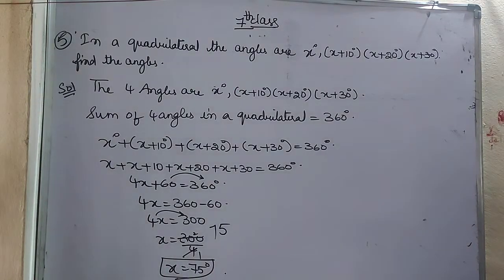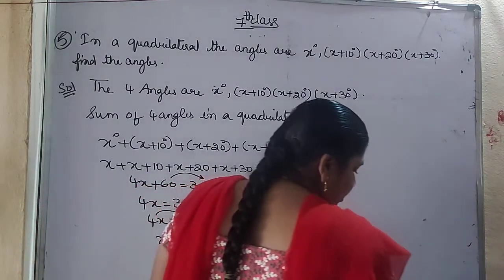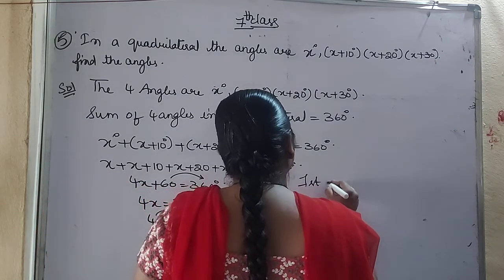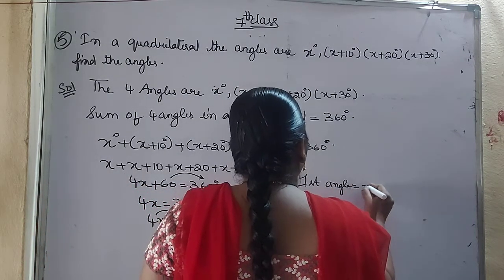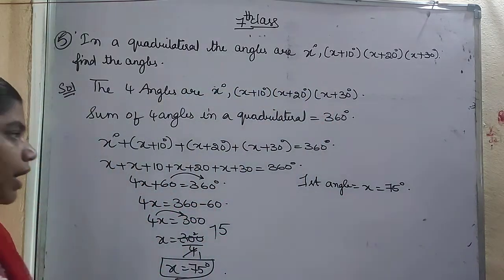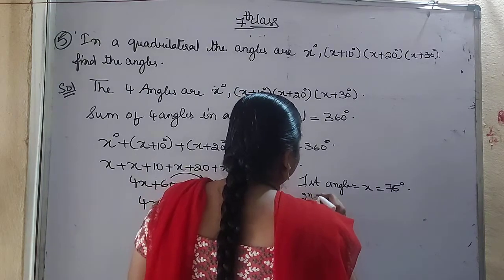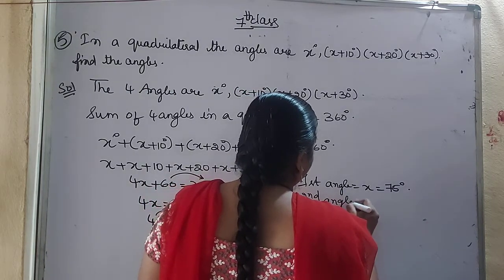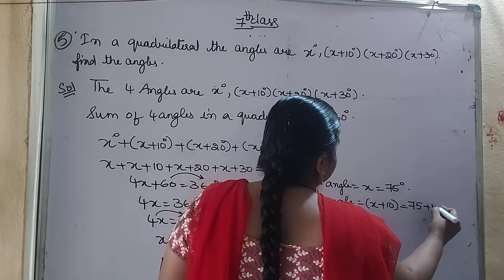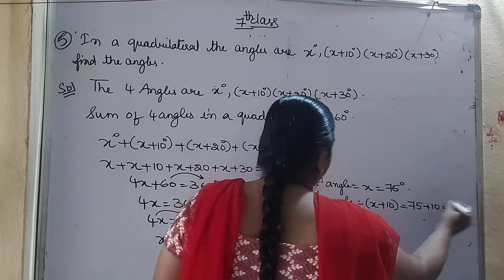75 degrees. Now we have to find all the angles here. So what are the angles we will see? The first angle is x. X is nothing but 75 degrees only. And the second angle is x plus 10. That will be 75 plus 10, that will be equal to 85 degrees.